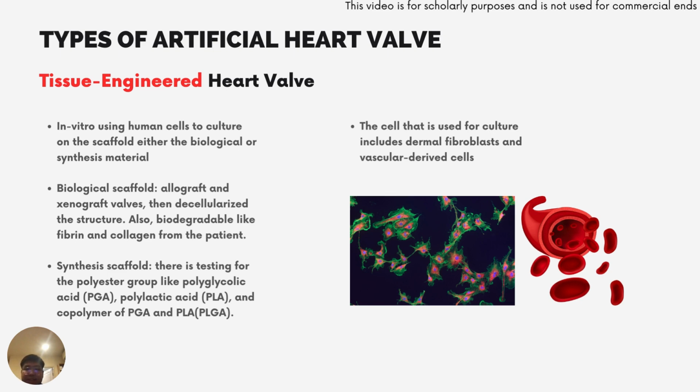Next is the synthetic scaffold. There is the polyester group, like polyglycolic acid (PGA) or polylactic acid (PLA), and a combination of PGA and PLA provides better mechanical properties. But there are also major limitations of the polyester group: their thickness and initial stiffness make it difficult to form a tight leaflet structure given the complexity of the heart valve structure.